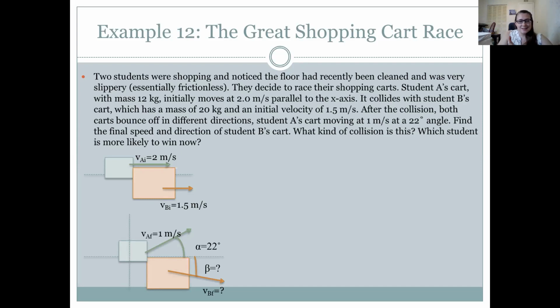But anyway, this is the final state of our collision, our shopping carts. So at the end, the velocity of cart A is 1 meter per second at an angle of 22 degrees. And we don't know anything about shopping cart B, what the angle is or its velocity.